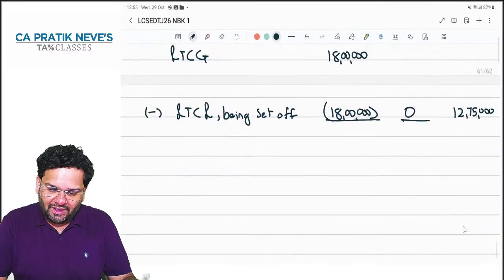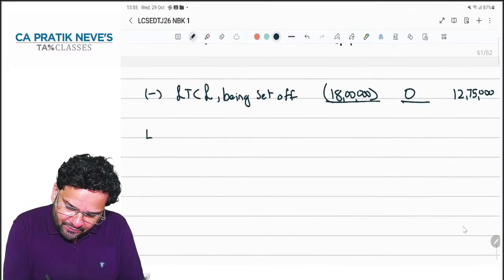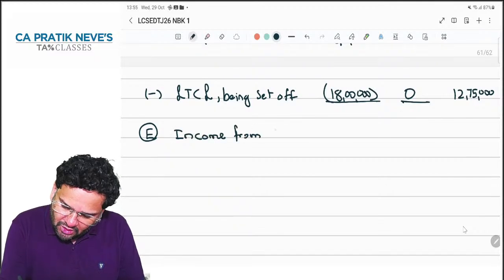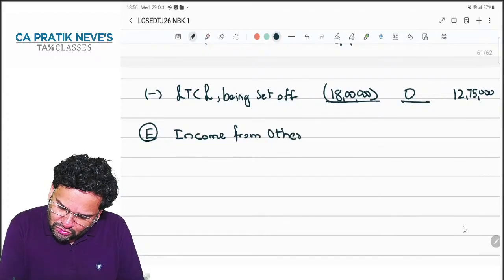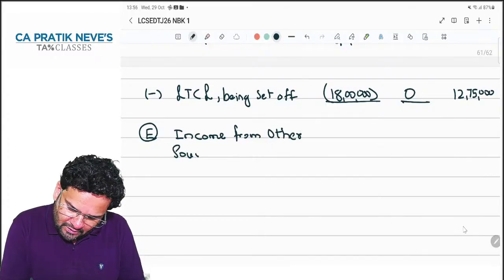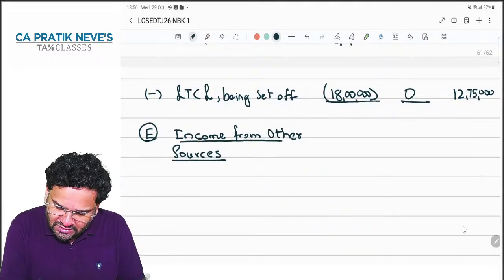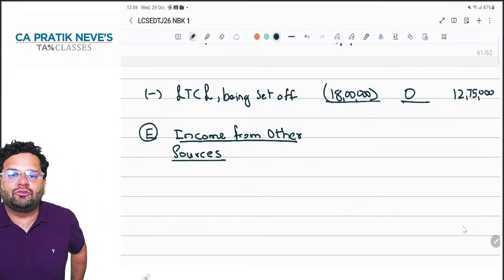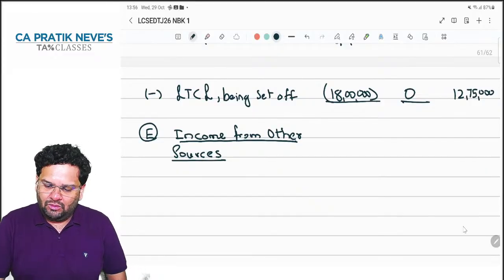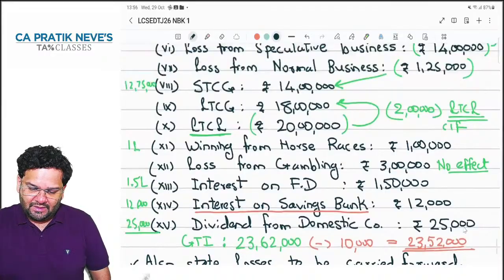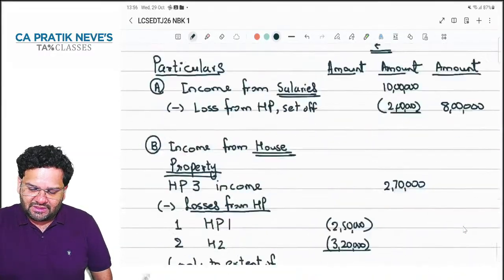Go ahead, write down E point, income from other sources. Are you all with me on income from other sources? In this, see, all your other losses are over now. There is nothing available for setting off. So now you just have to tax the income from other sources. Winning from horse races, 1 lakh.